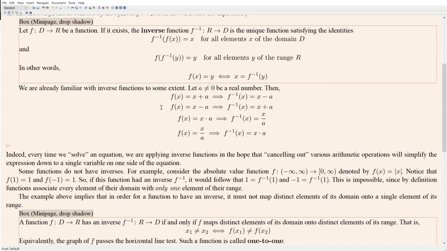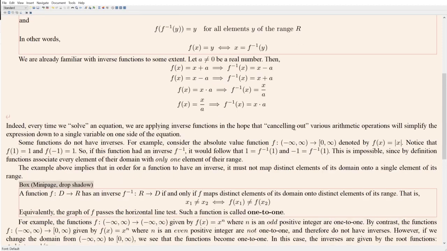So we already know about inverse functions. We've been using them for a while. For instance, if we have a function whose action is that it adds the number a, then its inverse is the function which subtracts the number a. This is the function which is the exact opposite of this. Subtraction cancels out addition. Similarly, if f is the function which subtracts the number a, then its inverse is the function which adds a. So subtraction and addition are inverse operations to each other.